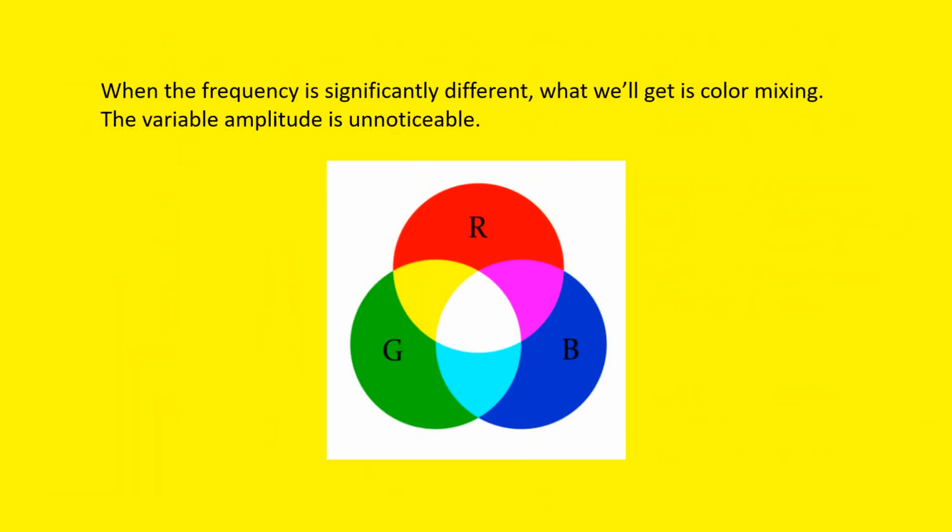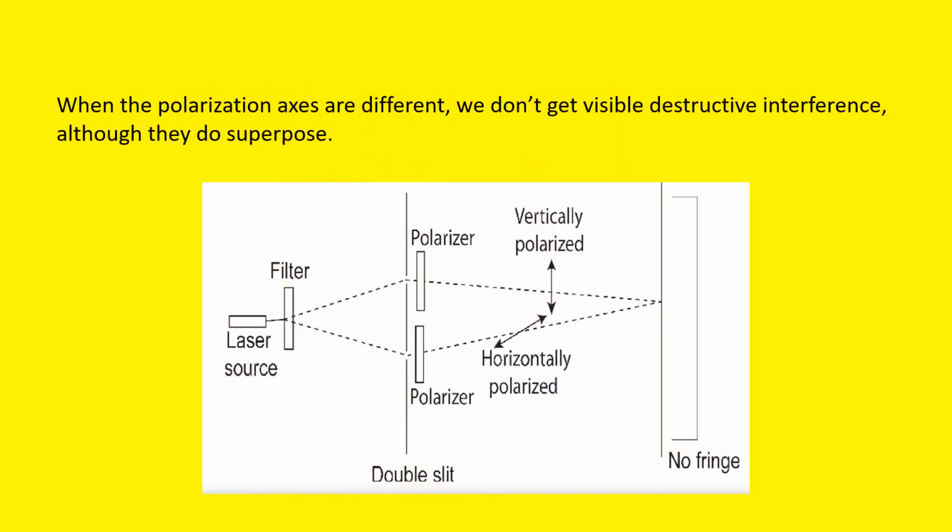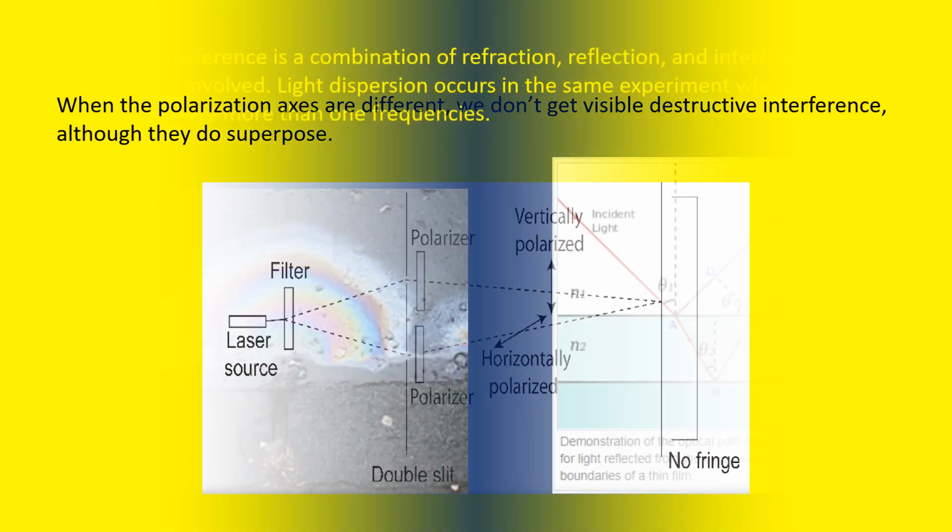When the frequency is significantly different, what we'll get is color mixing. The variable amplitude is unnoticeable. When the polarization axes are different, we don't get visible destructive interference, although they do superpose.